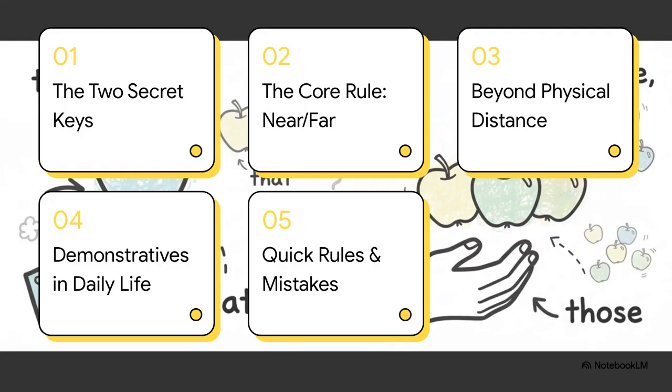So, here's our game plan for today. We'll start with 2 secret keys, then we'll get into the main rule about things being near or far. After that, we'll see how this applies to more than just physical stuff, check out some daily uses, and wrap it all up with a few handy tips. Sound good? Let's do it.